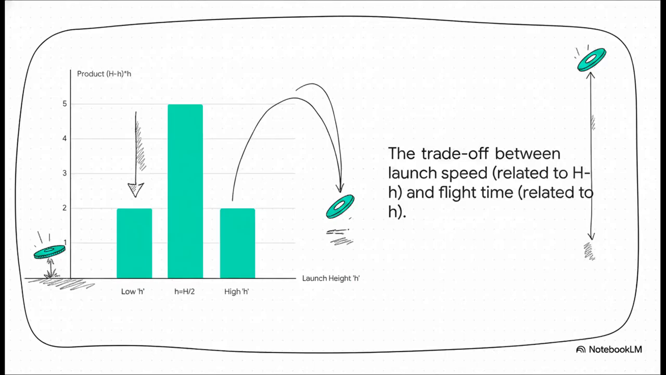And this chart shows that trade-off perfectly. If you make your launch height h really high, then H minus h gets tiny and you have almost no launch speed. The disk just kind of flops off the edge. If you make h super low, you get a ton of speed, but you have no flight time. It just hits the ground instantly. The maximum, that sweet spot, is right there in the middle, where you've got a good balance of both.